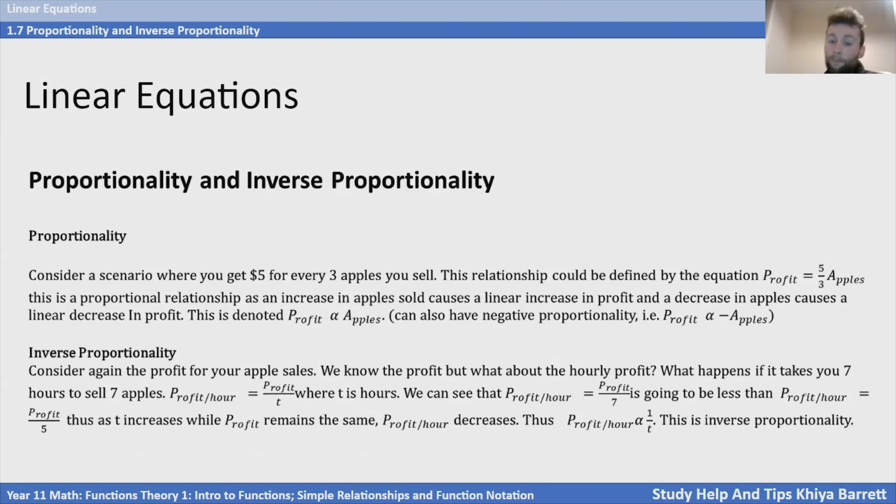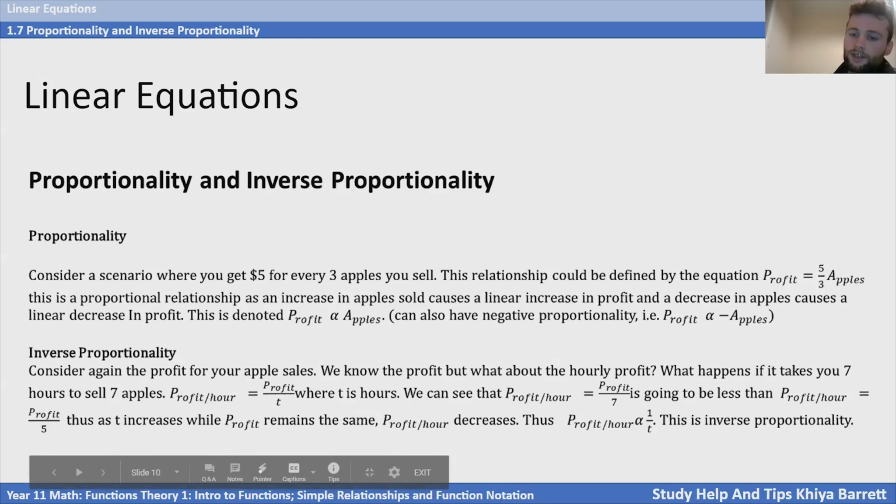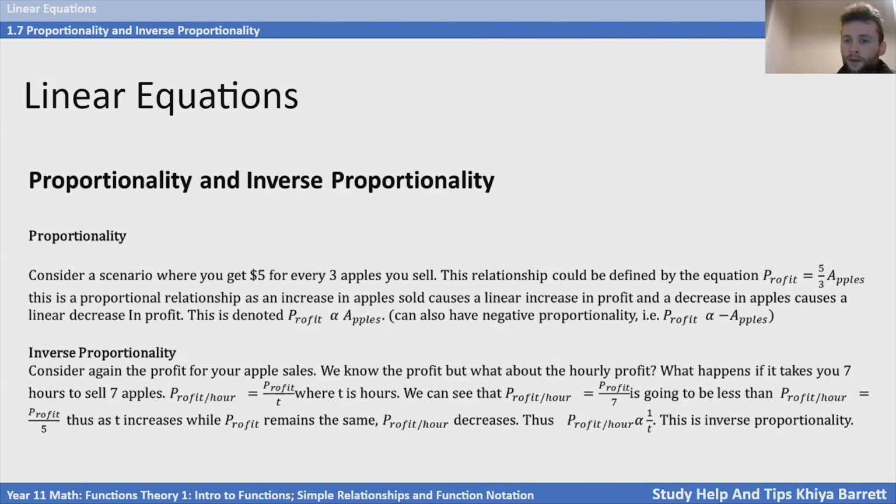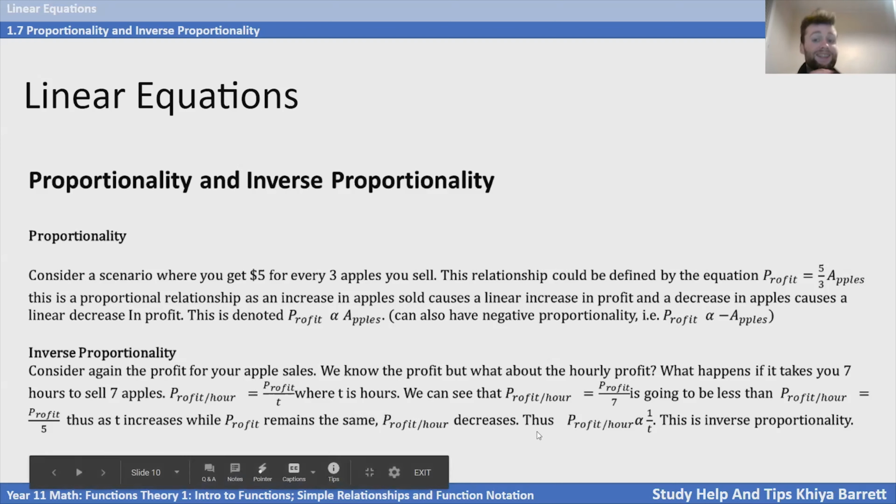Maybe there's hope. And so we do know that, as you can see here, profit over 7 hours is going to be less than profit over 5 hours. So an increase in hours leads to a decrease in profit. Good. All right. And you can see it is different. It's because you're not getting paid to not sell apples. You're getting paid less for taking longer. So that's the distinction between negative proportionality and inverse proportionality.